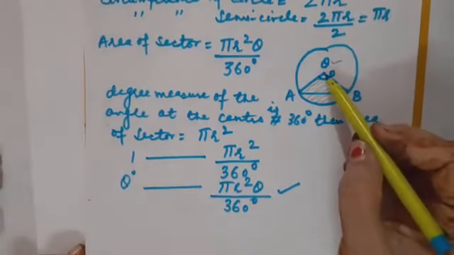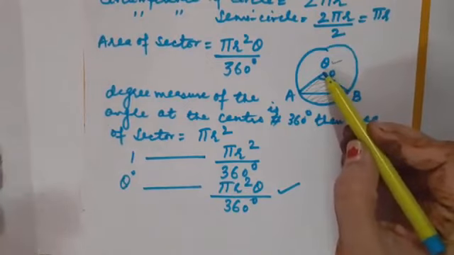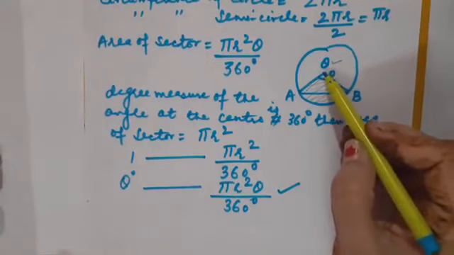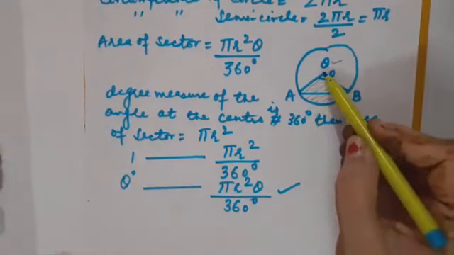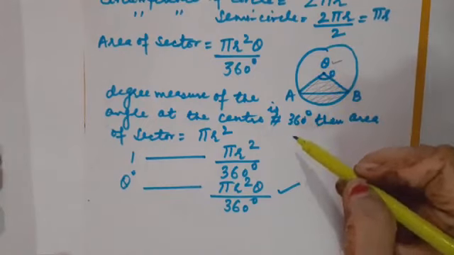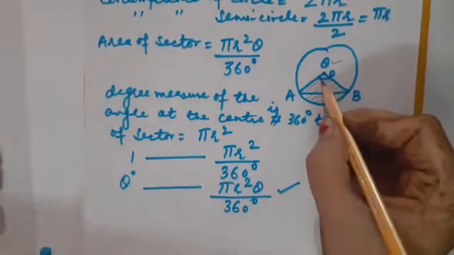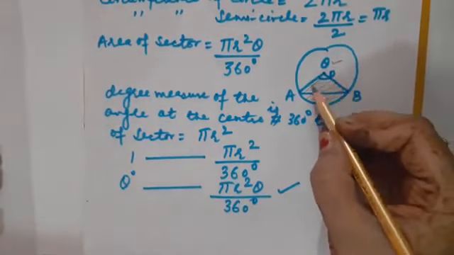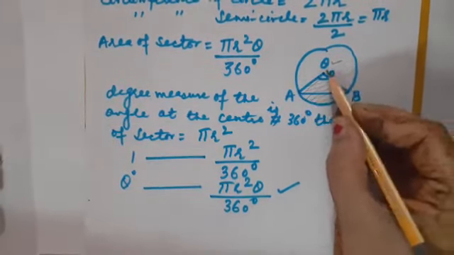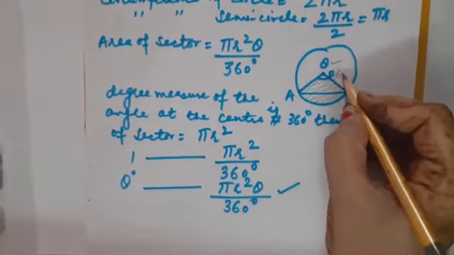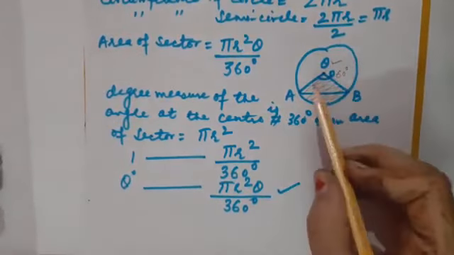So it depends on what angle is formed here at the center. It can be 60 degree, it can be 90 degree, correct? So let us understand this point here only. For example, if this angle, which is a center angle, that is angle AOB, is 60 degree over here, correct?